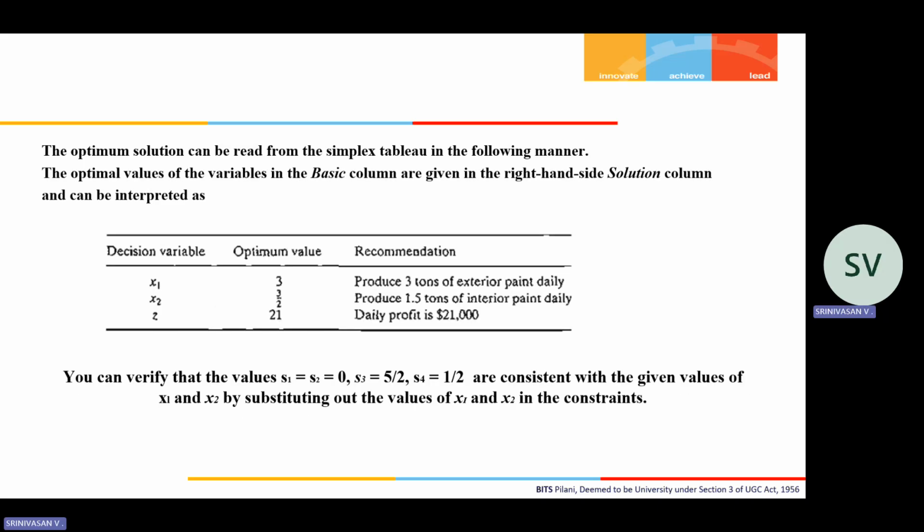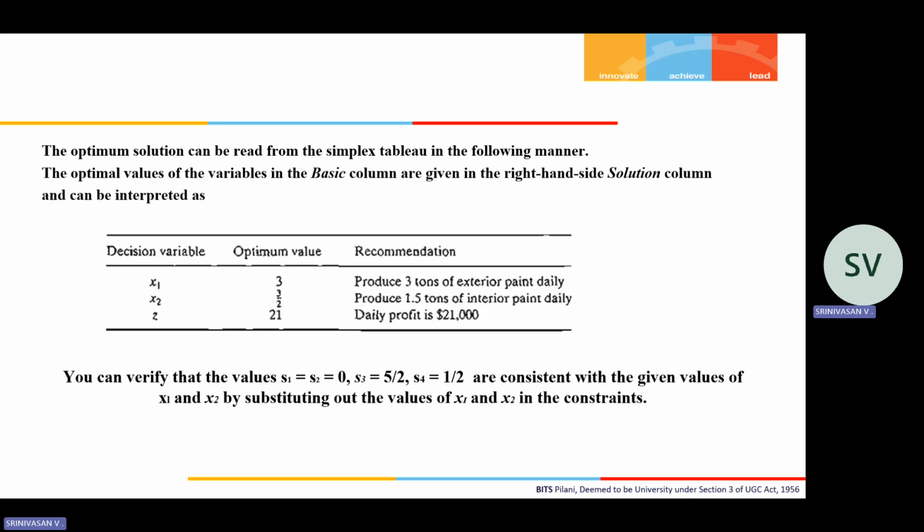So, the answer: the optimum solution can be read from the simplex table itself. The optimal values of the variables in the basic column are given in the right-hand side solution column and can be interpreted as follows. Decision variable x1, optimum value 3. It's a recommendation; we are just reproducing it as a phrase: produce 3 tons of exterior paint daily, according to the problem. For x2, that is a recommendation: decision variable x2 value 3/2.